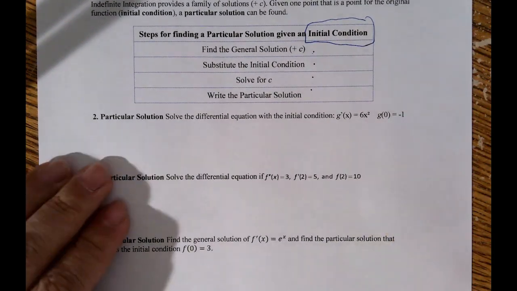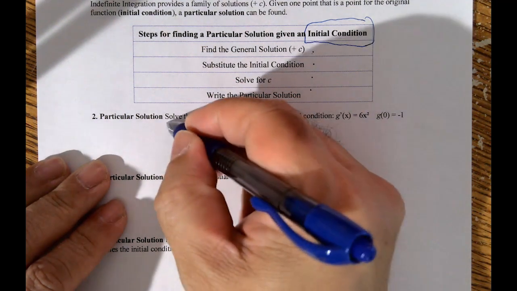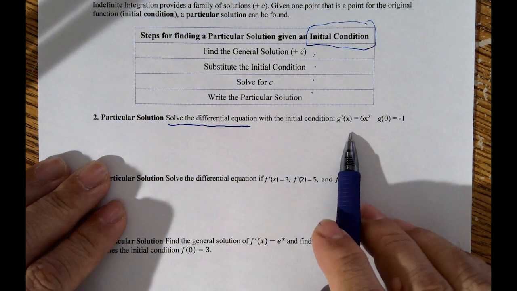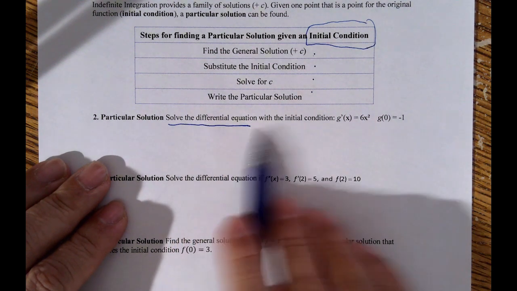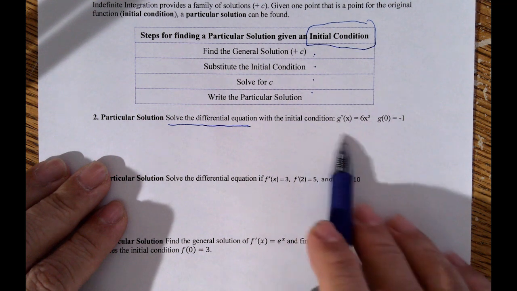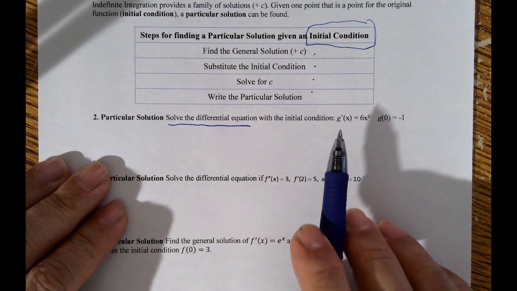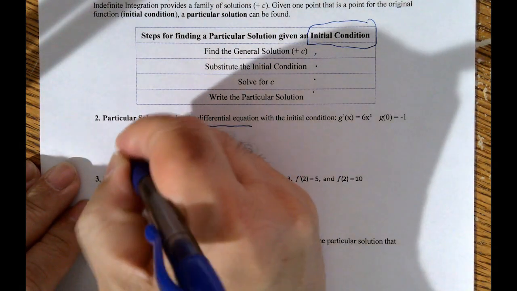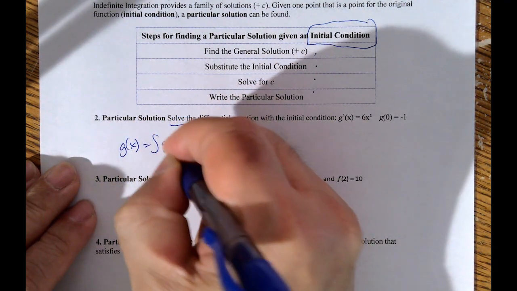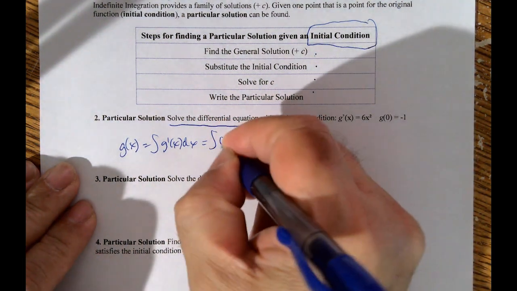So it says here, solve the differential equation with the initial condition. So whenever it says solve a differential equation, they're going to give you the derivative and you're going to integrate it. Okay, whether it's a particular solution or a general solution, when they say solve a differential equation, you're going to take one function and you're going to integrate it. So here, this one we're looking for g of x, not g prime of x. We have been given g prime of x, and we want to find g of x. So g of x is the integral of g prime of x. And in this case, g prime of x is 6x squared. So we're going to integrate 6x squared dx.